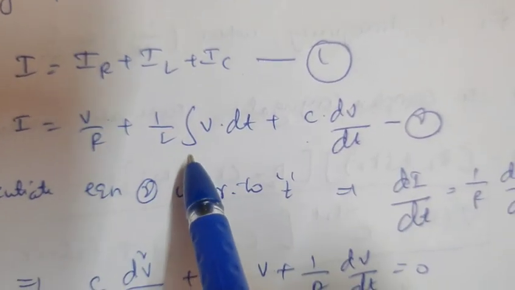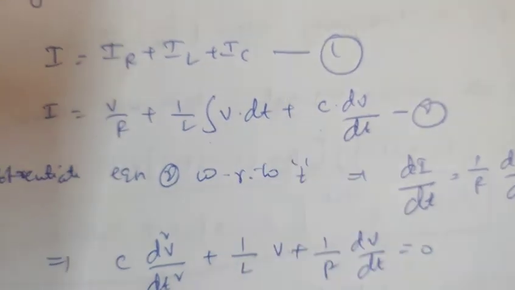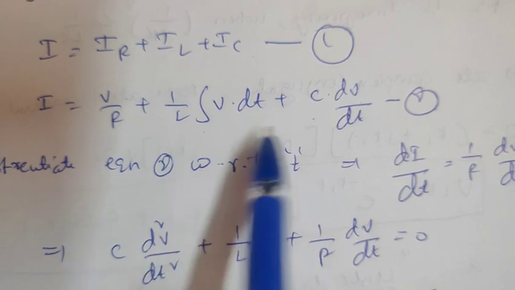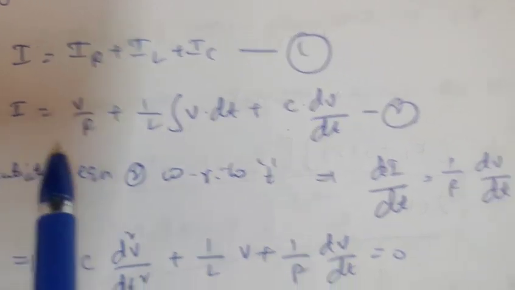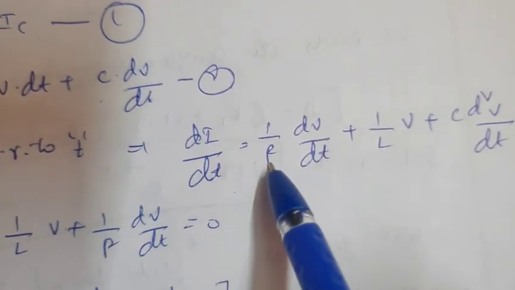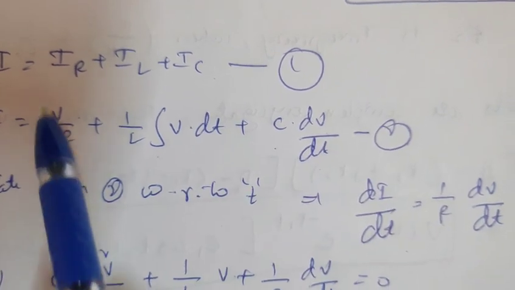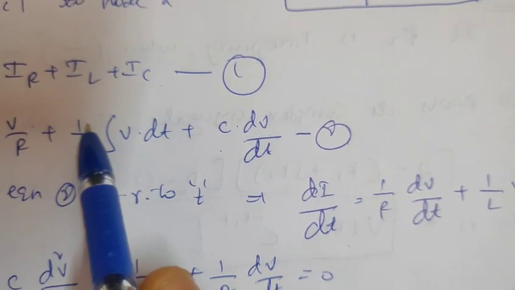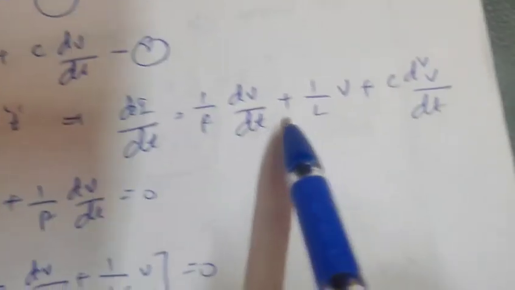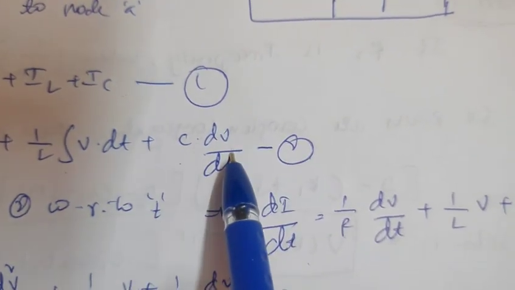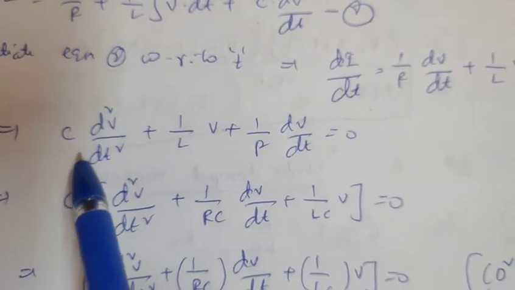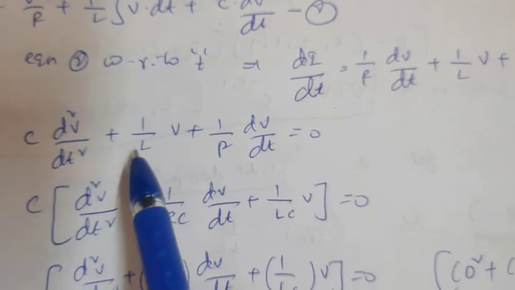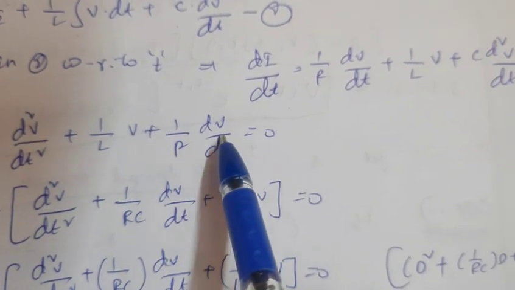Here we are getting an integral term as well as a differential term. Just apply differentiation to this equation with respect to t. The differentiation of this constant is nothing but 0. So di by dt is equal to 1 by R into dV by dt, plus 1 by L into V, since the integral and differentiation cancel, plus C into d square V by dt square. By solving this we get C into d square V by dt square plus 1 by R into dV by dt plus 1 by L into V.